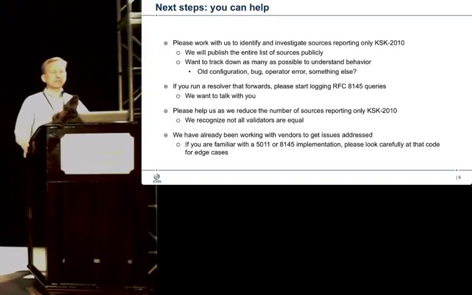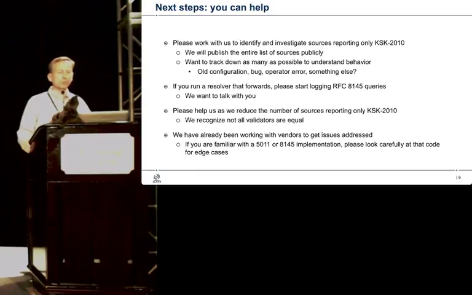So please, you can help. Please work with us to help identify and investigate who is reporting the old key. We will shortly publish the entire list of sources that we have. I would think we will get a process in place to periodically republish that, maybe even on an automatic basis. But the idea is not to name and shame, but to find out what's going on. And the only way to do that is to publish the list of sources, which we're going to do.